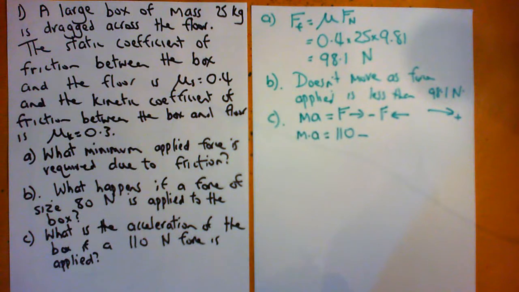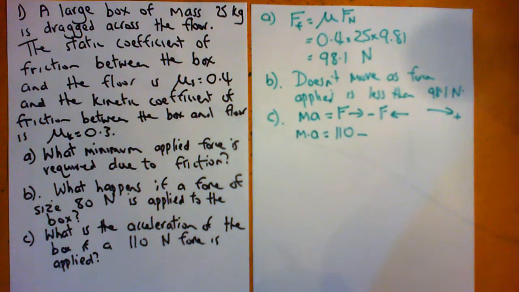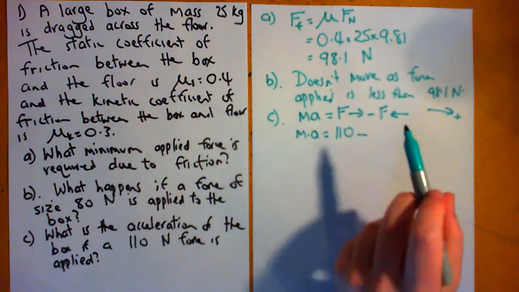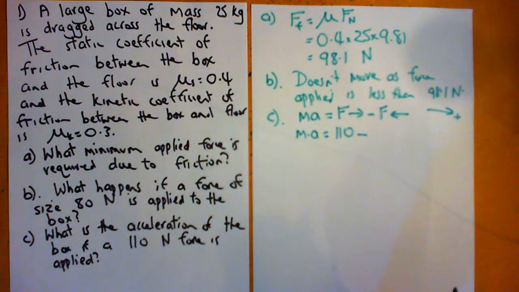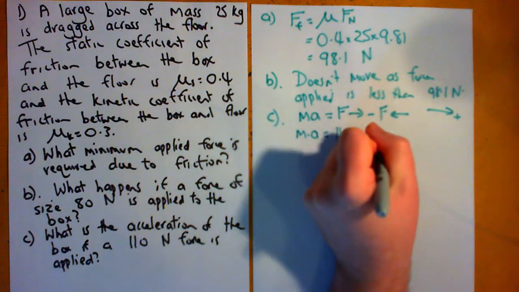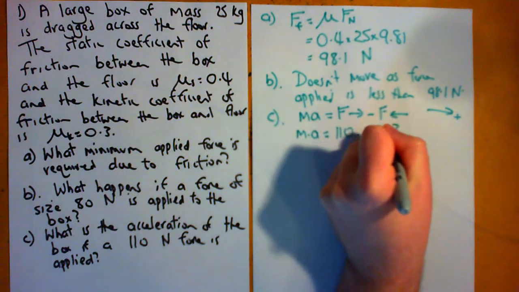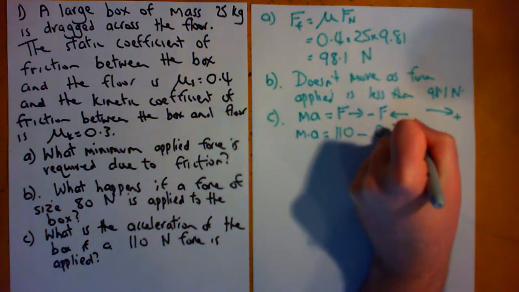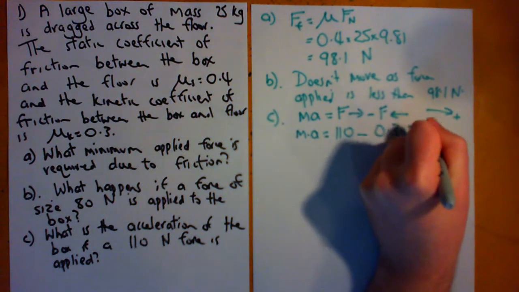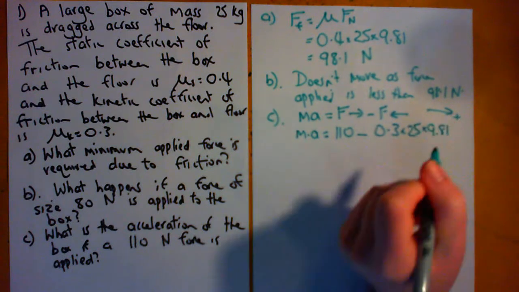Now we've got to be careful here, because the force applied is more than 98.1, it's going to start moving. And because it's moving, it is now the kinetic coefficient of friction that applies. So this forces to the left is a friction force, but due to the kinetic coefficient of friction, which is now 0.3 multiplied by the normal force, which is still the same. It's only accelerating horizontally, nothing's happening in the vertical direction.